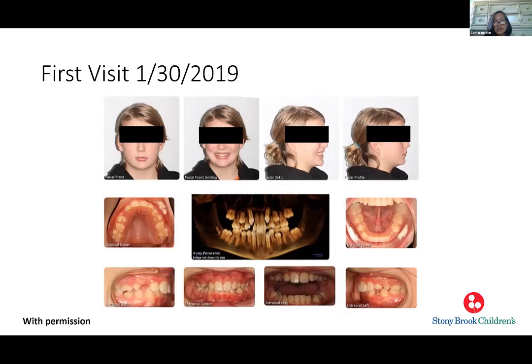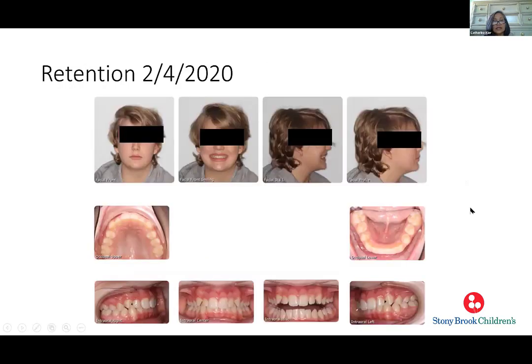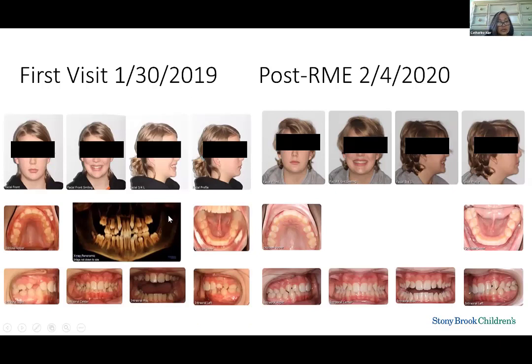With permission, this is one of our patients on the first visit. You can see they did a panoramic view of the airway. You can see a relatively crowded, high-arched palate, crowded teeth, and relative retrognathia. During the treatment process, you can see he was fitted with the palate expander, 4 months into it. Then the retention is where he has to wear the retainers to allow bony growth. If you compare the first visit to post-RME, what a difference.